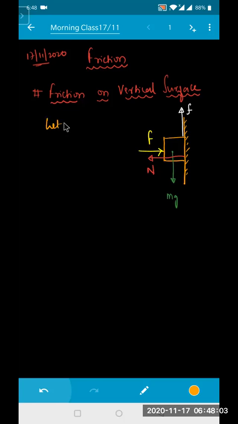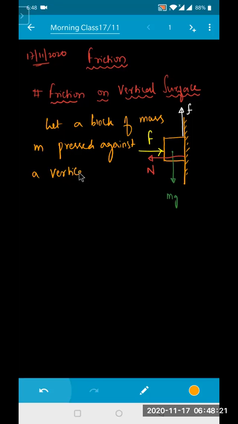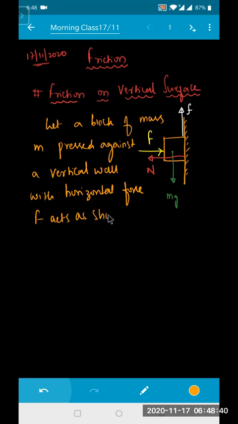What I'm doing right now here: let a block of mass m be pressed against a vertical wall, against a vertical wall with horizontal force. With your horizontal force, how much, beta? Capital F. Capital F acts as shown in figure.